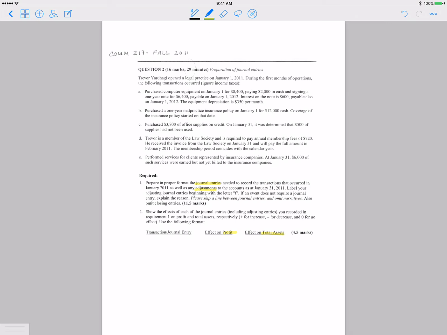So as we see, for part A, they purchased a computer with a total of $8,400 and they paid $2,000 cash. The rest was on a 1-year note payable. The interest is $600 and the equipment depreciation is $350 per month.